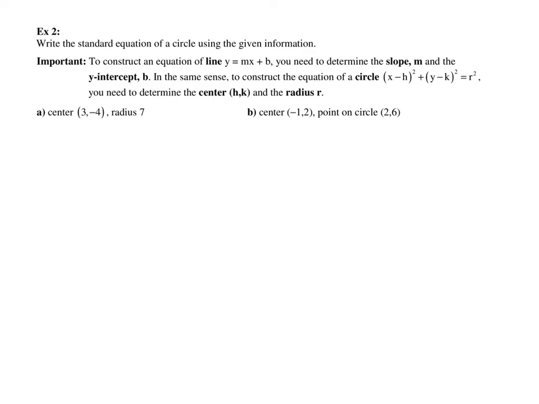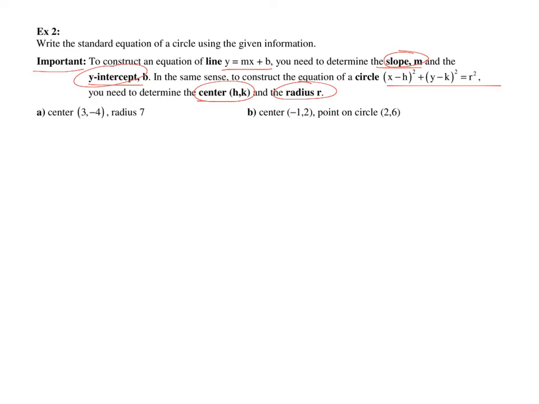Write the standard equation of a circle using the given information. Very important: to construct an equation of a line, y = mx + b, you need to determine the slope m and the y-intercept b. This goes back to algebra. To find the equation of a line, you need these important pieces of information. The same goes for constructing the equation of a circle. Here's the general structure, and I need to find these two pieces of information.